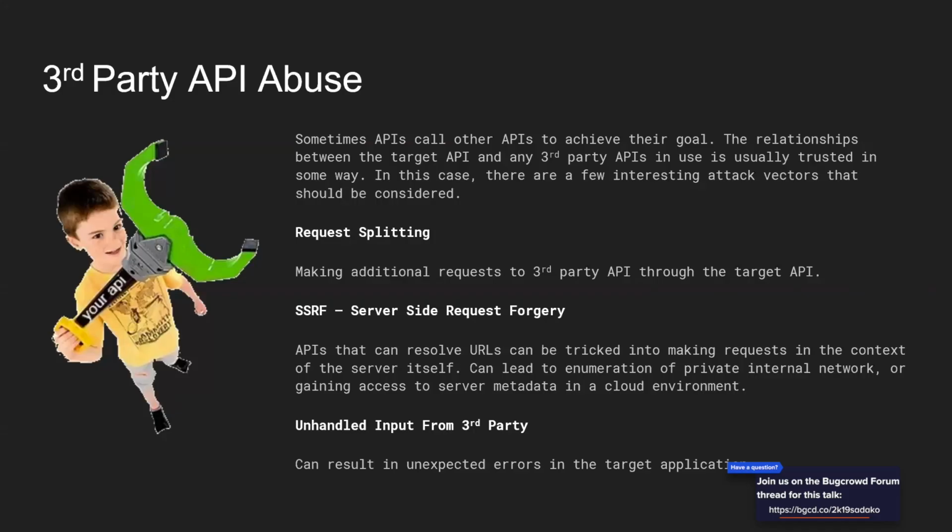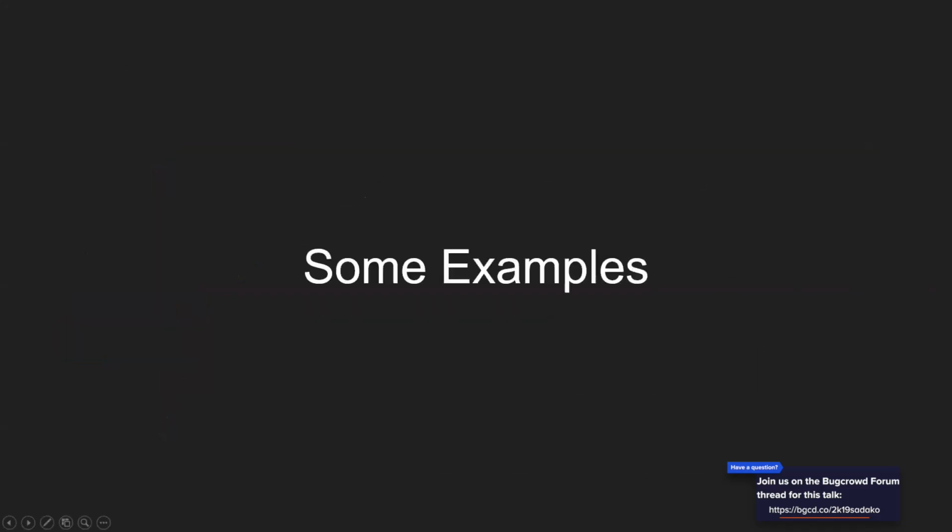And then there's unhandled input from a third party. Sometimes you might make a request to your third-party API that gives back data that was unexpected, and it can cause unexpected outcomes within the target API that you're testing. So I have some examples here that tie into the bugs that we just discussed, and I'll highlight them as I go through them.